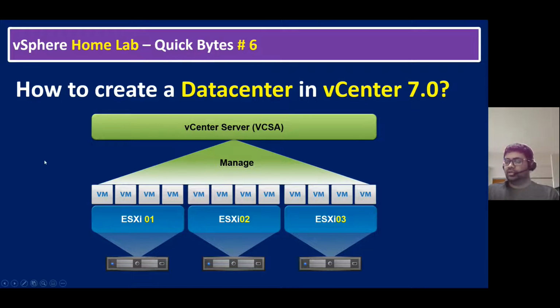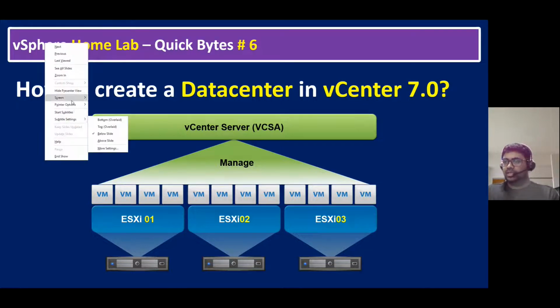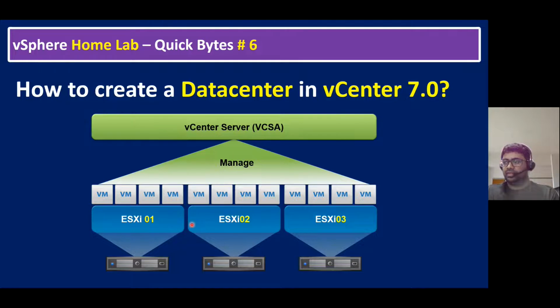Okay, so as we know, to manage multiple ESXi hosts, we require a vCenter server. Once we install it, we have to do some configuration steps in our vCenter server. The main initial configuration step is we have to create a data center. So let's quickly log into our lab system and create a data center.